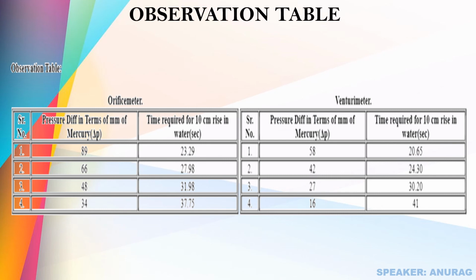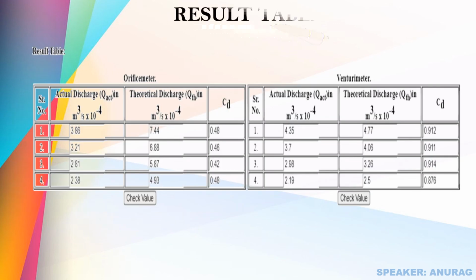Now for the Venturi meter, we can see that for the pressure difference of 58 mmHg, the time required for 10 cm rise in water is 20.65 seconds, for the pressure difference of 42 mmHg, the time required is 24.30 seconds, for the pressure difference of 27 mmHg, the time required is 3.20 seconds, and for the pressure difference of 16 mmHg, it is 41 seconds.